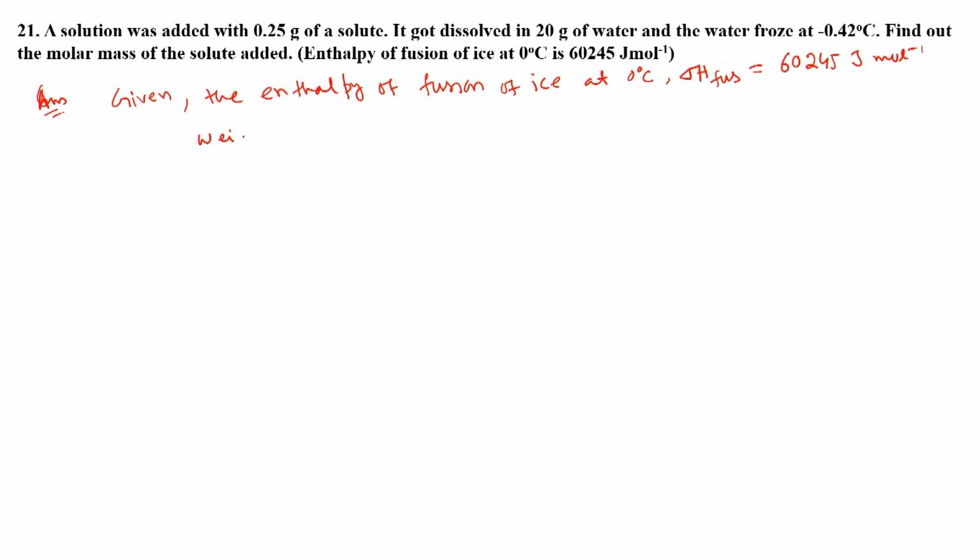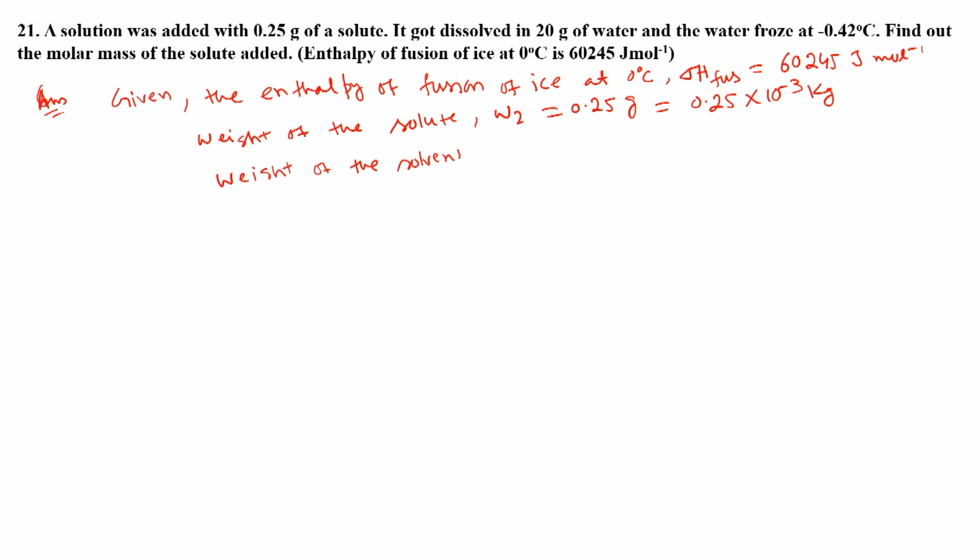Weight of the solute, W2, is 0.25 gram, so if you convert into kg, we get 0.25 times 10 to the minus 3 kg. Weight of the solvent, if we say this is W1, is 20 gram, so if we convert again into kg, we get 20 times 10 to the minus 3 kg.